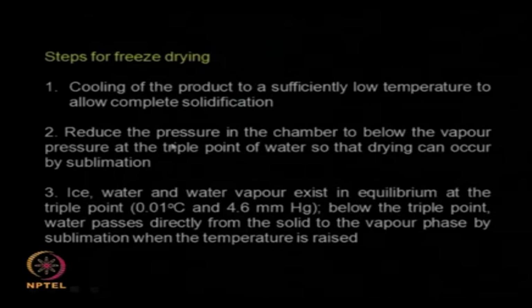So what you do, you reduce the pressure. Initially you are reducing the temperature and then later on you are reducing the pressure, so that solid ice becomes vapor. As I said, the triple point, the ice, water and water vapor exist in equilibrium at 0.01 degree centigrade and 4.6 mm mercury. So below this triple point, water passes directly from the solid to the vapor phase, that is sublimation takes place, so the ice does not go as water.